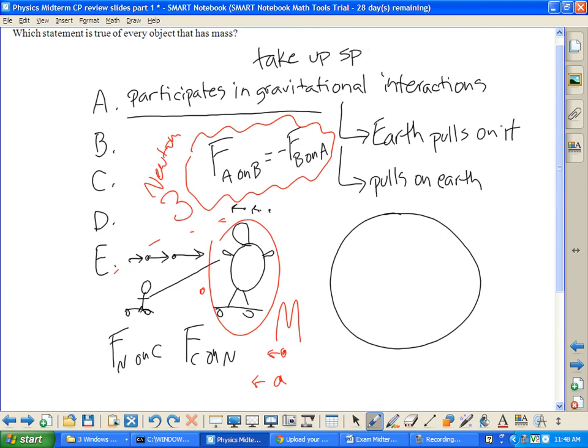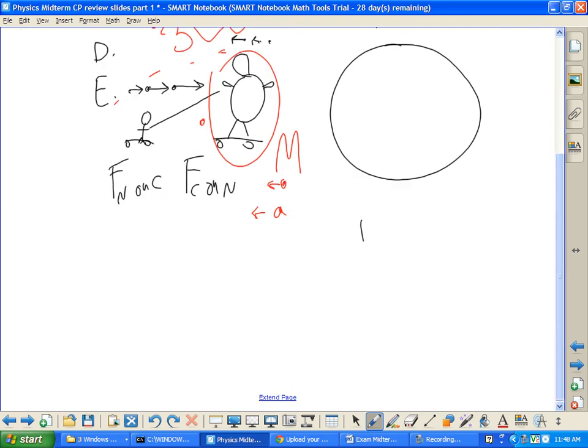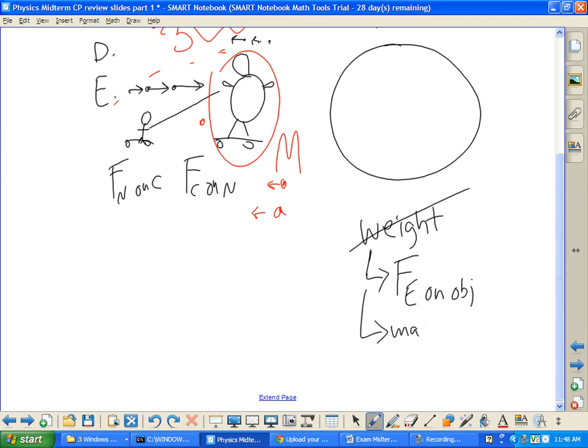Why aren't we allowed to use the word weight in this class? Because it's only related to Earth. Because weight is relative. It's not clear. If you're tempted to use weight, use instead force of Earth on object, or mass, or force of object on surface.